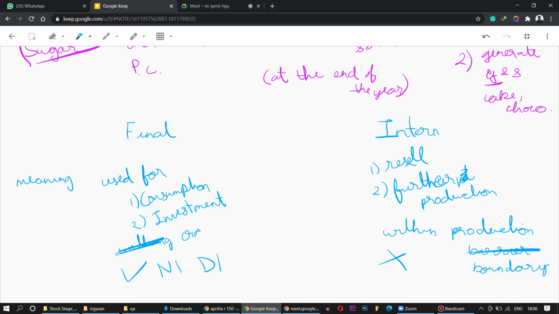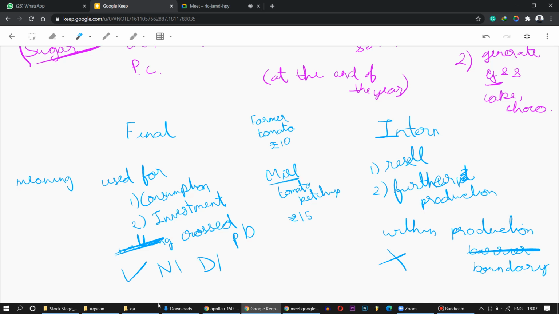And this will cross production boundary. This will be within production boundary. And this is how it happens. For example, there is a farmer. Farmer produces, what do we call that? Okay, he produces tomato for ₹10. He sells that to one processing mill and they make tomato ketchup. And they sell it for ₹15.